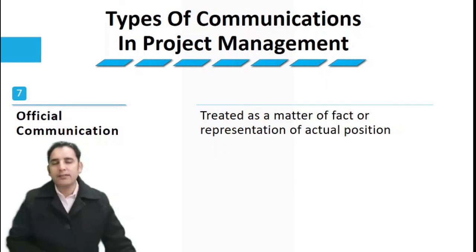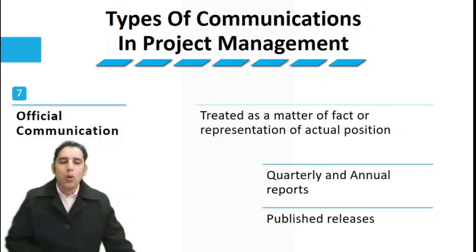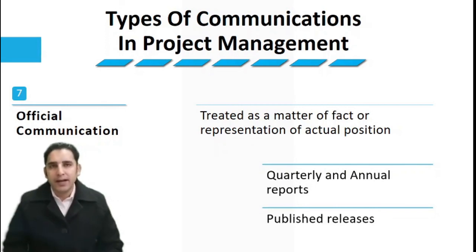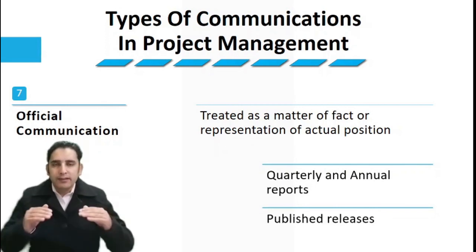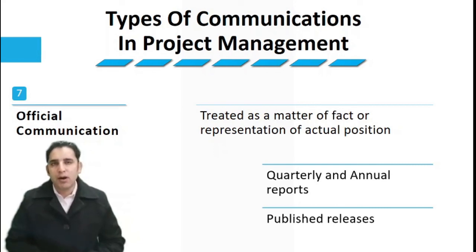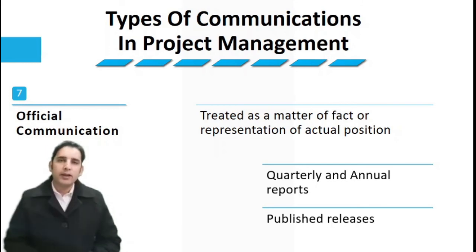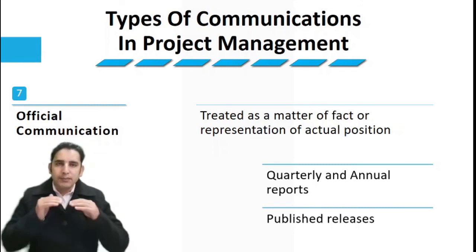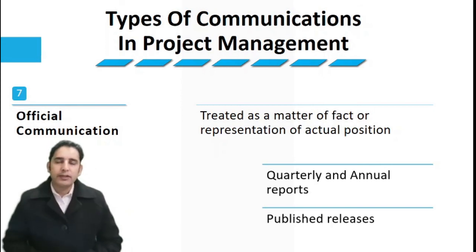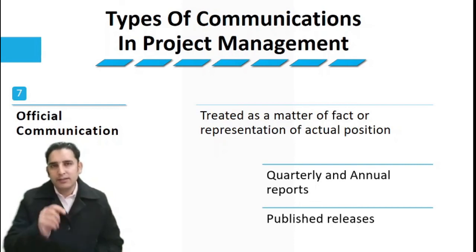Potential examples of this communication are quarterly and annual reports, in which the project manager is taking an exact and actual position about the project progress made so far with his team. There could also be published releases where the top management, the organization, is producing information that can be considered official. That is what makes it an official communication, and that's the seventh type of communication as the Project Management Body of Knowledge defines and suggests.